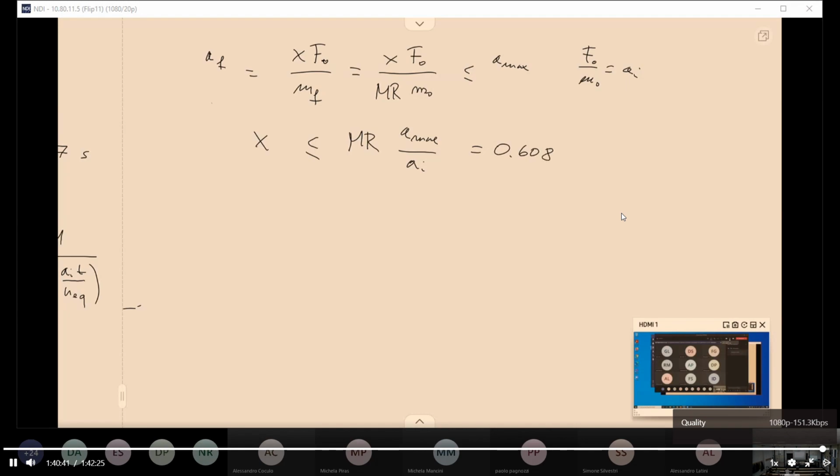So it means that this X, let's say N, let's assume N equal X, and N0 is 9, and N must be less than 5.472. And so it means that the maximum number of engines that must be ignited at burnout is 5. And so we have to shut down at least 4 engines.